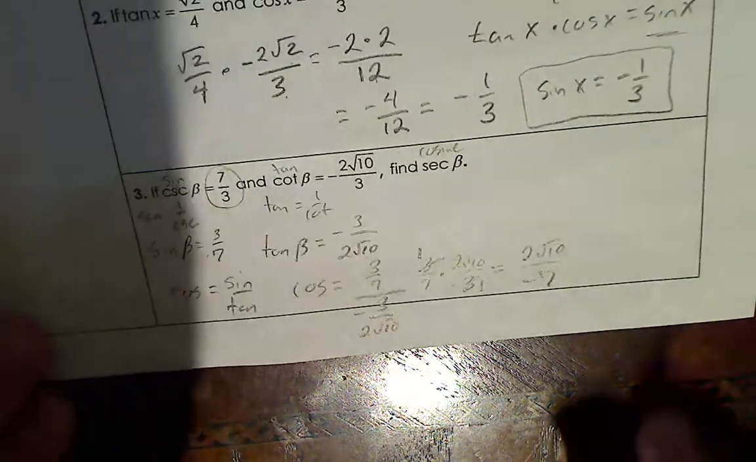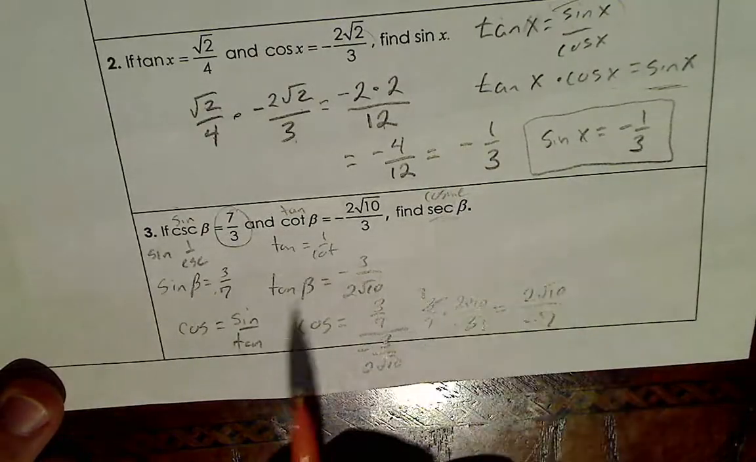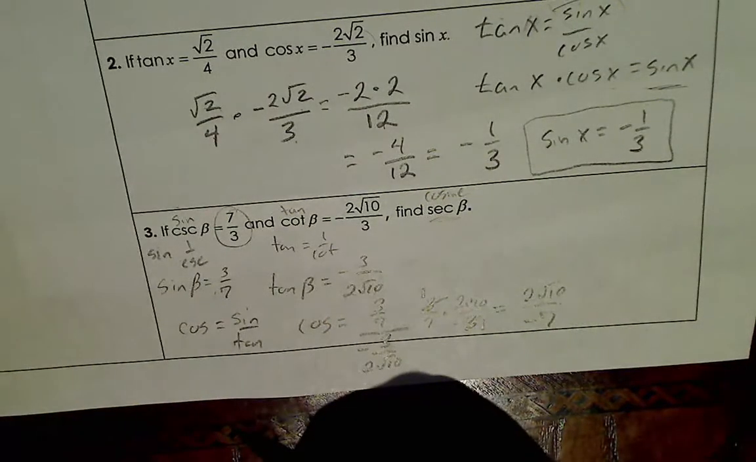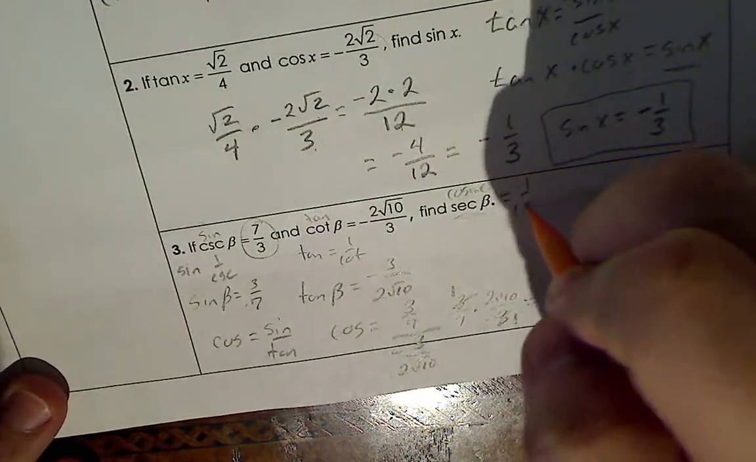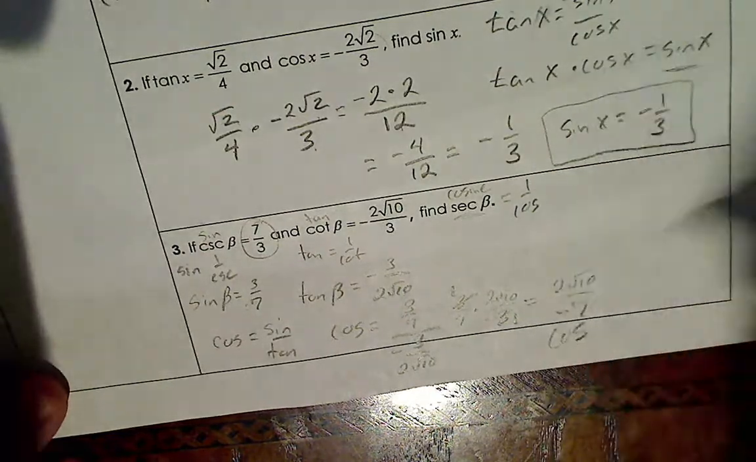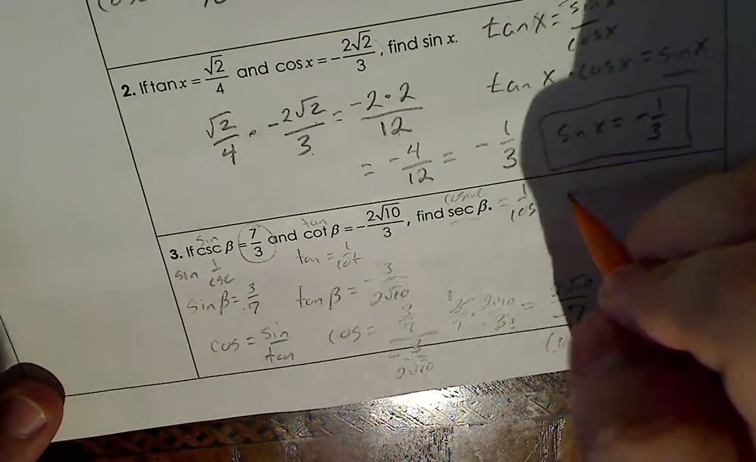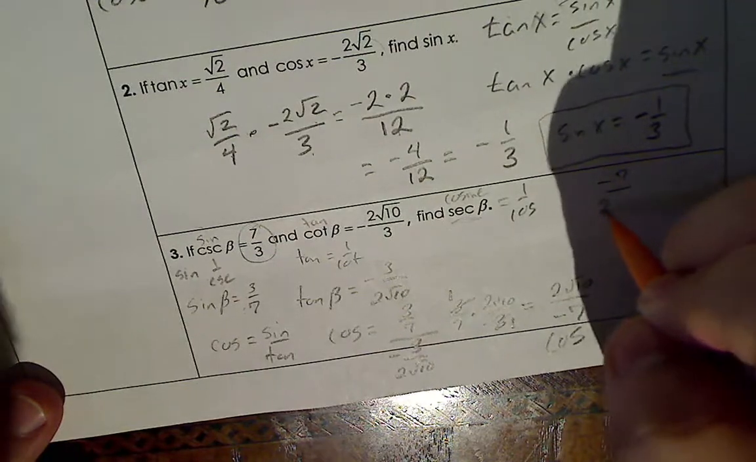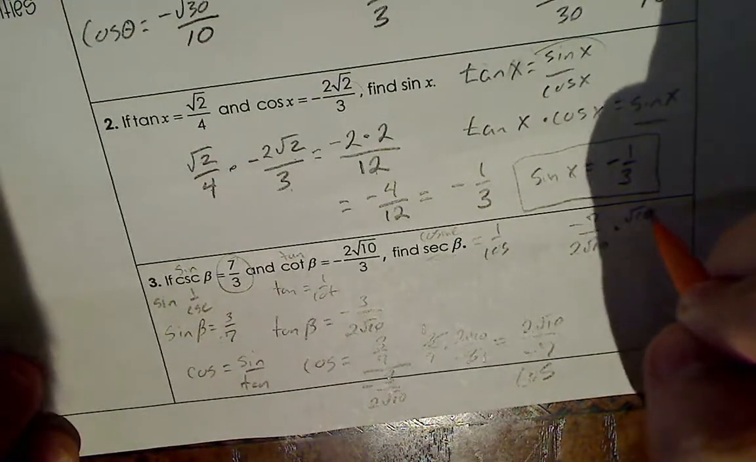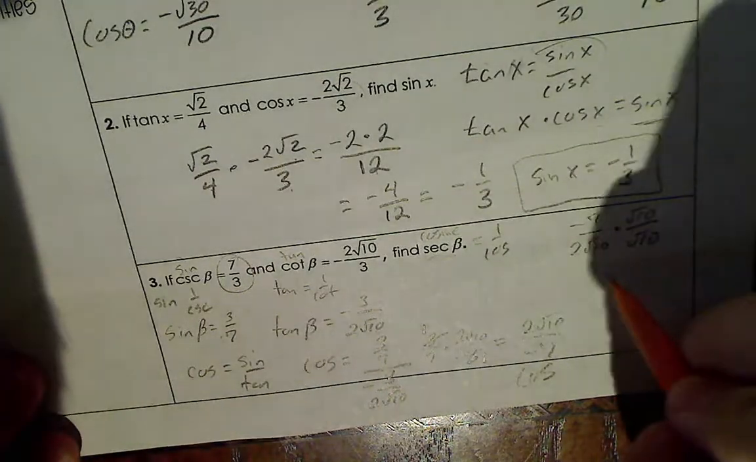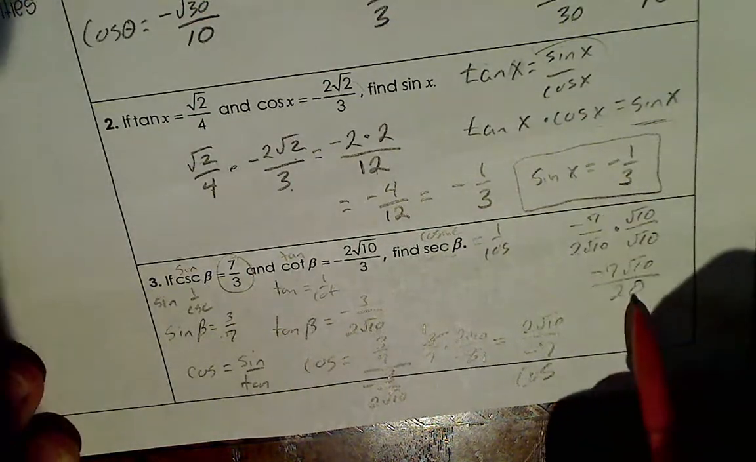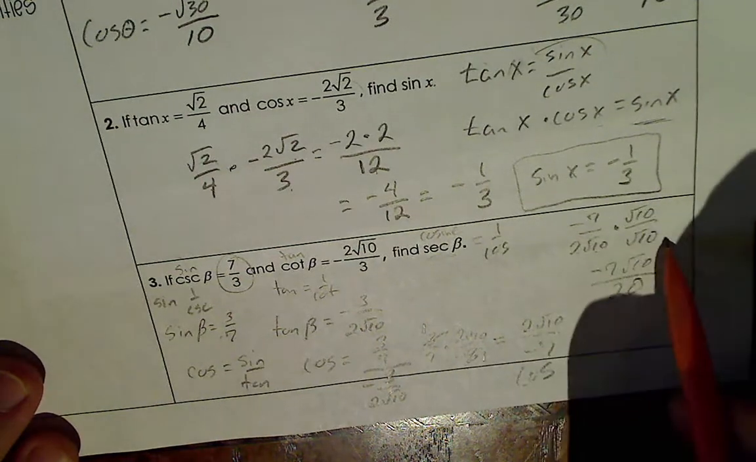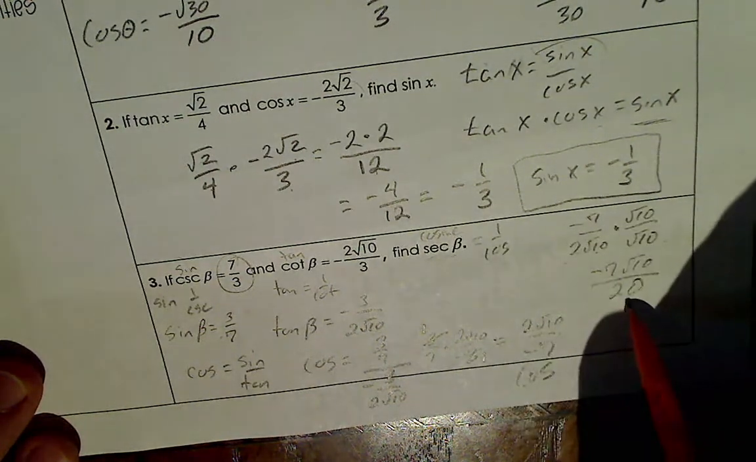Okay. Now here's where I'm going to finish this off because I need the secant of beta, whatever you want to call it, which is the reciprocal of cosine. 1 over cosine. I just found cosine. This is cosine right here, by the way. So then I can reciprocal this to where it's negative 7 over 2 root 10. Rationalize my denominator by multiplying by root 10, top and bottom. So I get negative 7 root 10 over 20. And the reason why it's 20 is because root 10 times root 10 is just 10, times 2 becomes 20.